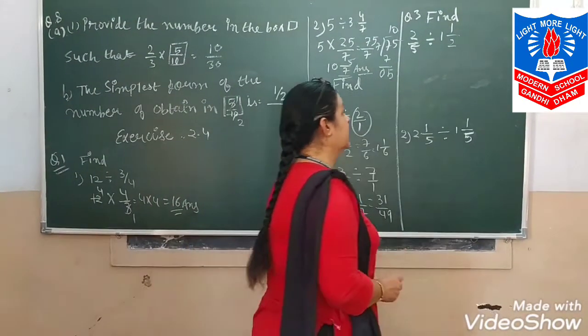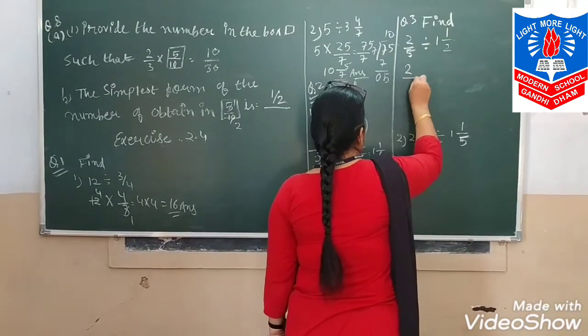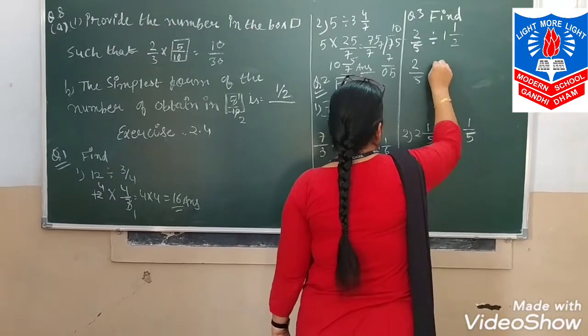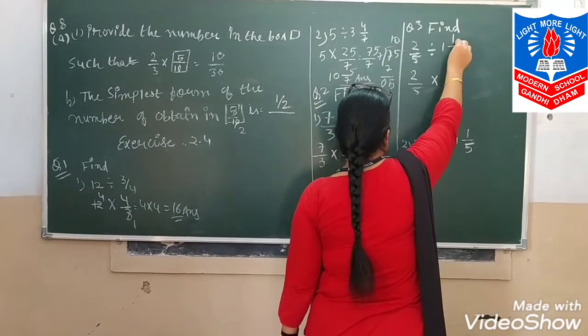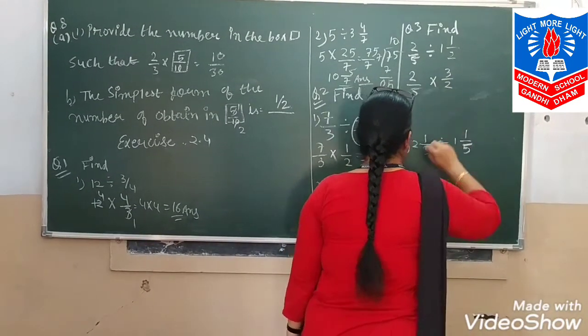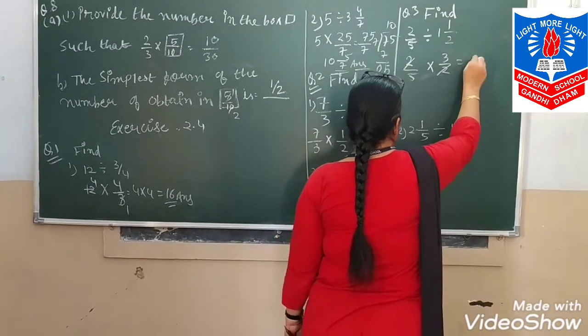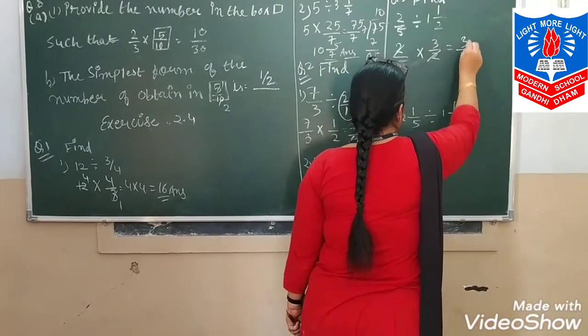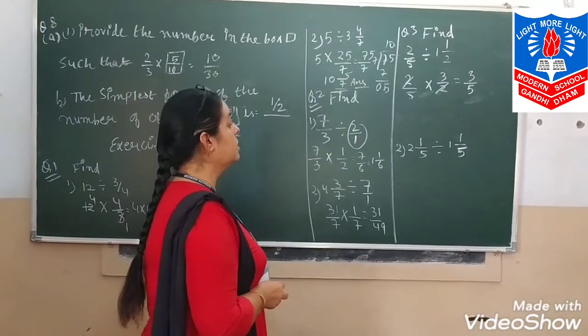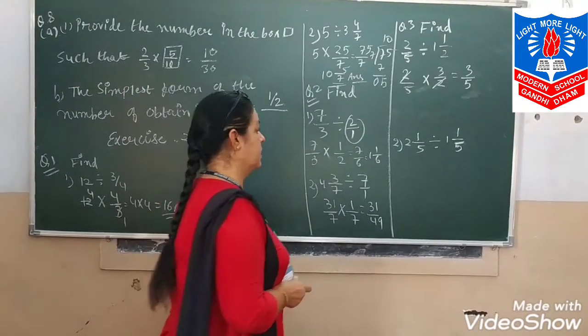Then question number 3: 2 by 5 multiply. 2 ones are 2, 2 plus 1, 3 by 2. 2 cancels, and it is equal to 3 by 5. Here 3 by 5 is a proper fraction, so we cannot convert it into a mixed fraction.